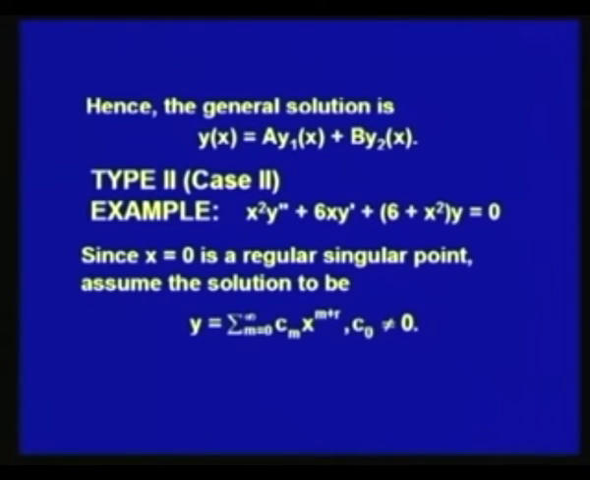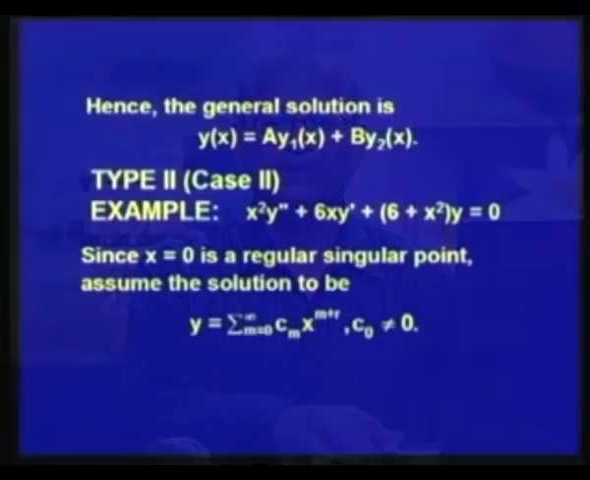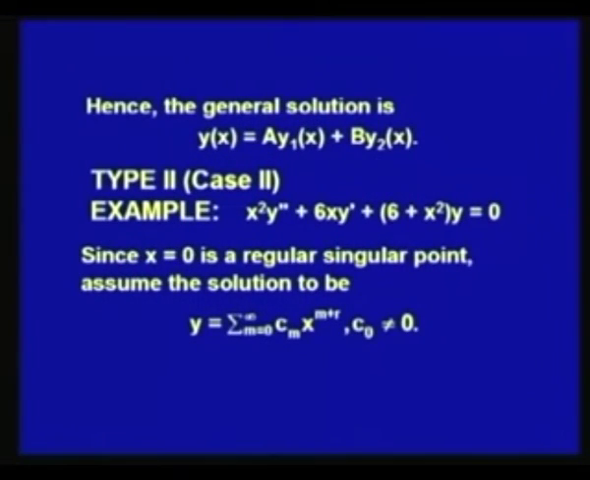Now let us study the second case of the second type, where we had said that for the initial roots, one solution of the differential equation is such that one of the coefficients of the solution becomes indeterminate. So how to deal with such types of differential equations? Let us consider the differential equation x square y double dash plus 6x y dash plus (6 plus x square) into y equal to 0.